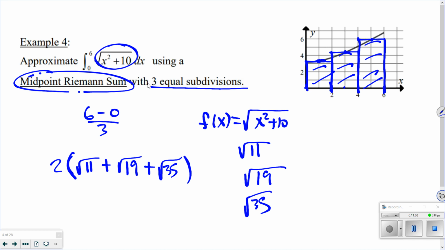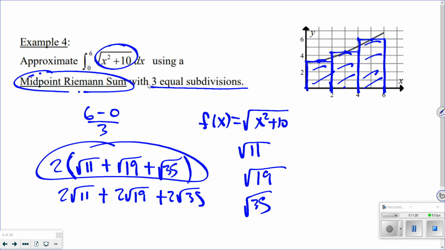By the way, there's nothing wrong with just doing each rectangle separately: 2 times the square root of 11, 2 times the square root of 19, 2 times the square root of 35. That's fine. Either one of those is okay. This one just saves you a little bit of time, but it only works if you're doing equal subdivisions. If you're not doing equal subdivisions, you have to calculate each rectangle separately, because each one will have a different width as you go across.